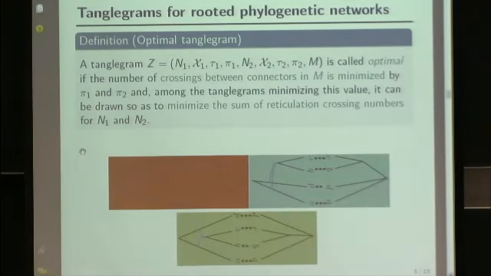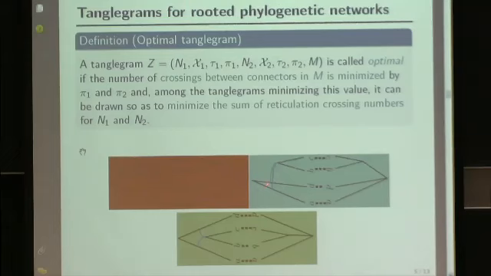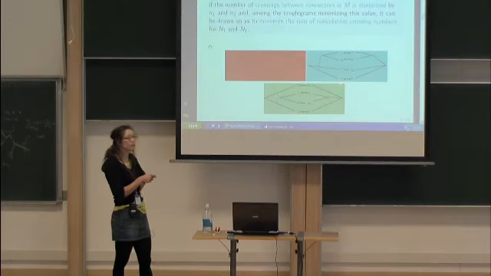Then we define an optimal tangram, a tangram that minimizes the crossing number between connectors, and among the ones that minimize this crossing number, can also be drawn with a minimum number of crossings that involve reticulate edges. So in this case, for example, this is not a tangram because there is a crossing between 3-edges. This is a tree, so all are 3-edges. In this case, this is a tangram, but it's not optimal.